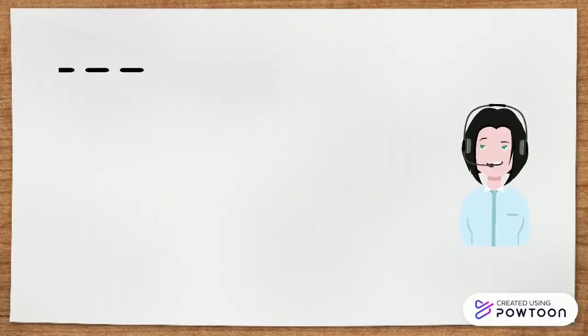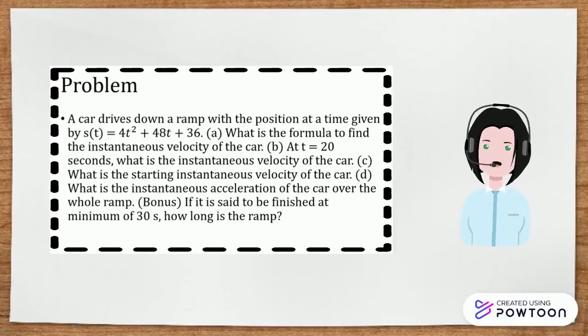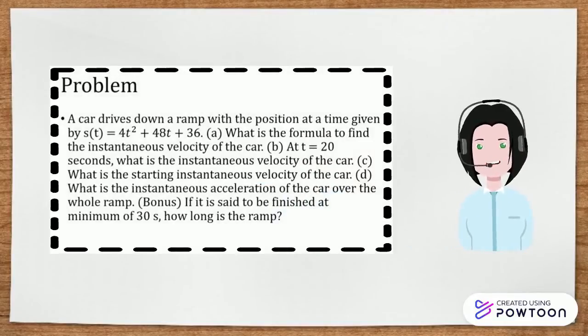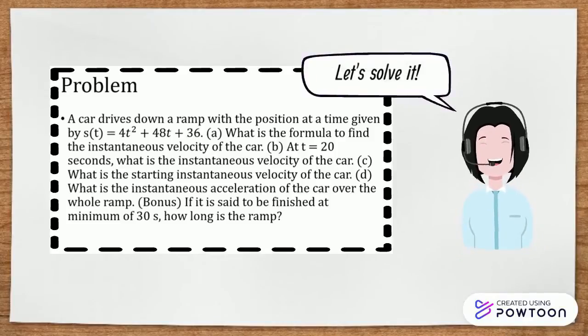A car drives down a ramp with a position at a time given by s of t is equal to 4t squared plus 48t plus 36. We have here different questions. A: What is the formula to find the instantaneous velocity of the car? Question B: At t equal to 20 seconds, what is the instantaneous velocity of the car? C: What is the starting instantaneous velocity of the car? And D: What is the instantaneous acceleration of the car over the whole ramp? We also have a bonus question, but we will try to answer that later. Now, let us solve the problem.